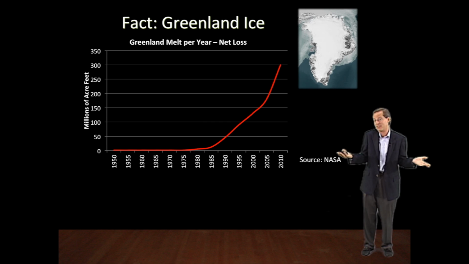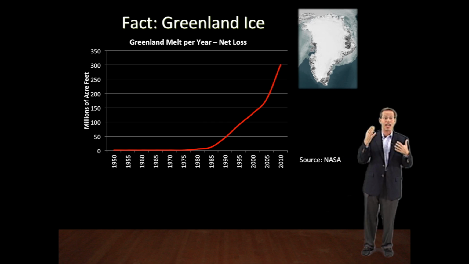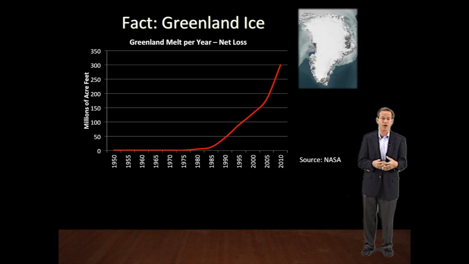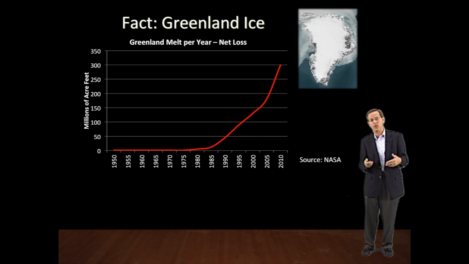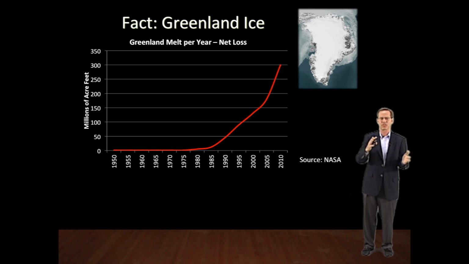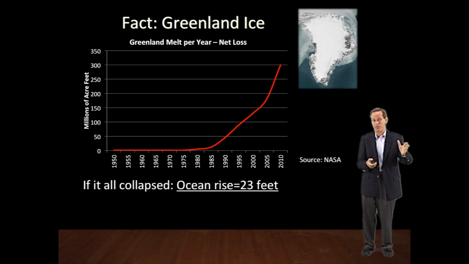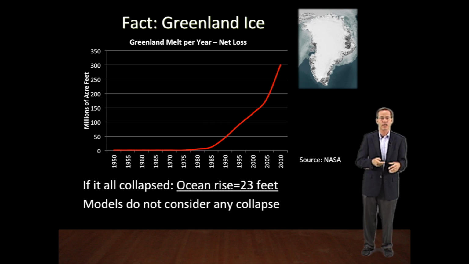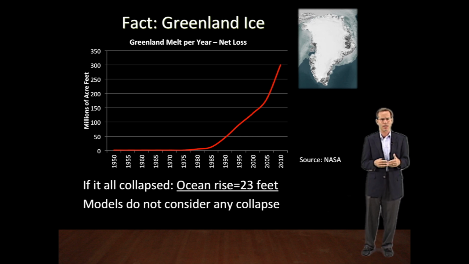So it's been melting. It's not that it's not melting. It's melting and it's accelerating. In fact, some 300 million acre-feet now on an annual basis as of net loss. And so if we look at that all piled up, by the way, if this all collapsed, the ocean would rise quite a bit. We don't want it to rise 23 feet, but if it all collapsed, it would rise 23 feet. But we're not talking about collapse. We're talking about continual melting right now. And the models don't consider anything like that.